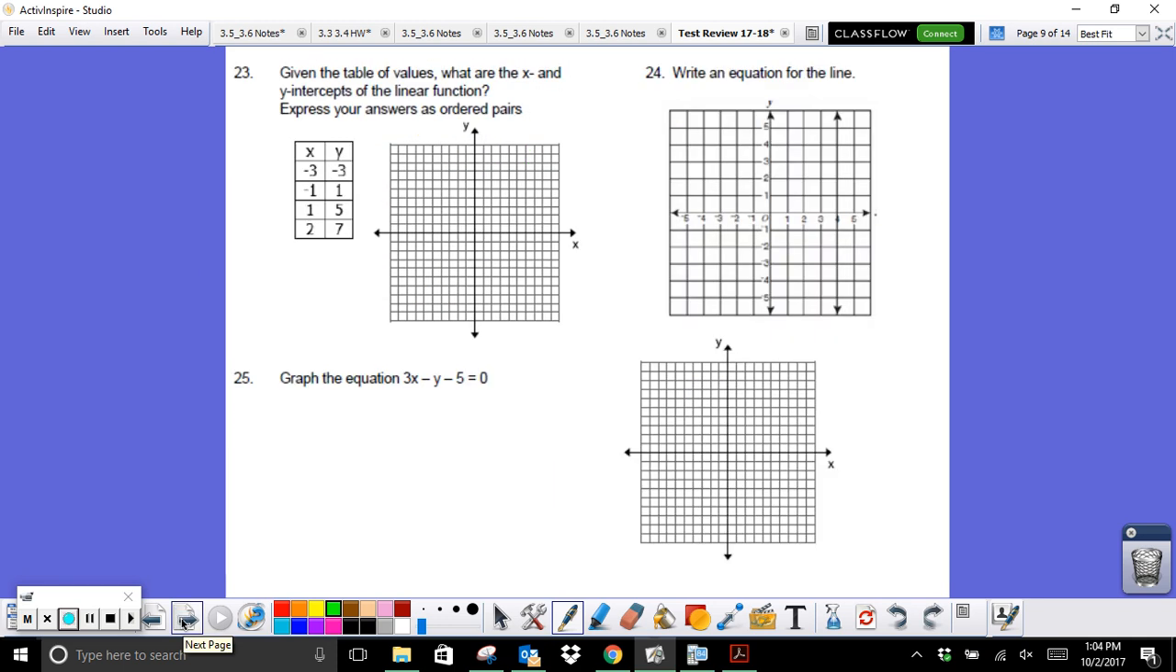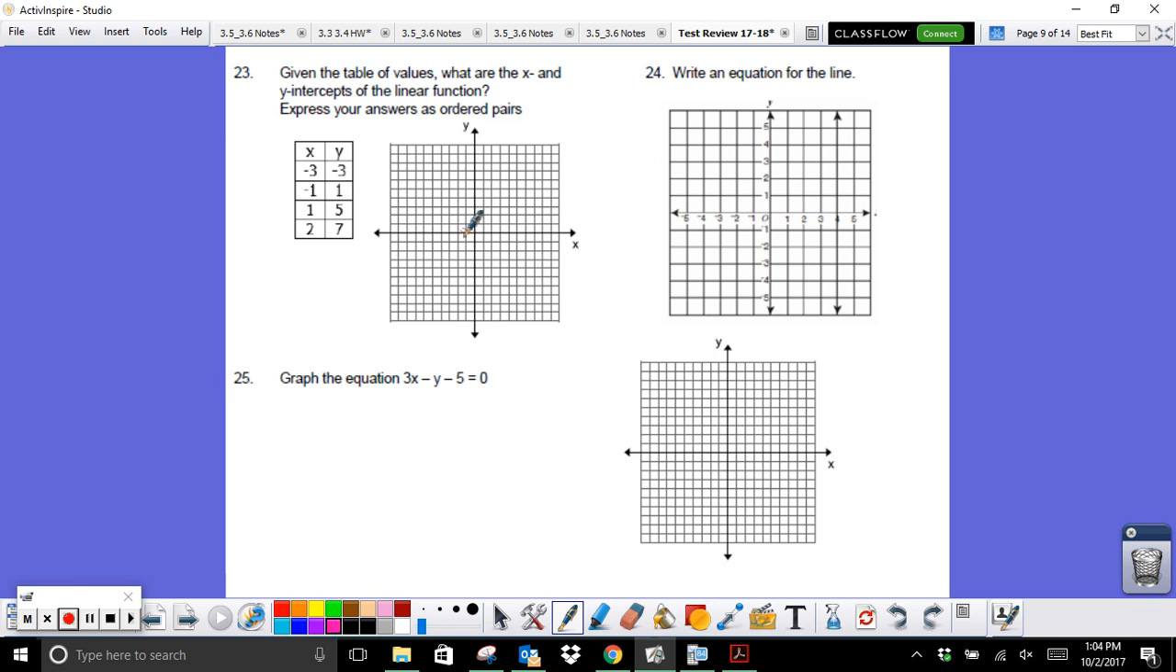23. Given the table of values, what are the x and y intercepts of the linear function? Express your answers as ordered pairs. Now, if we were to see any zeros in this table, we may be able to label what our x and y intercept are, but I don't have any zeros. So I'm going to go ahead and plot all of these points.